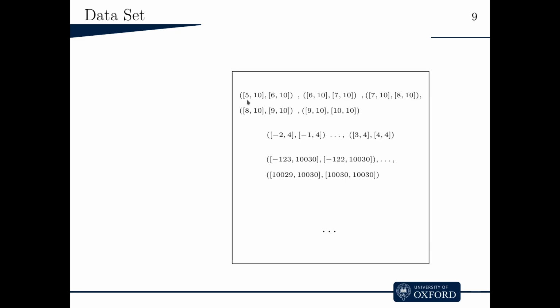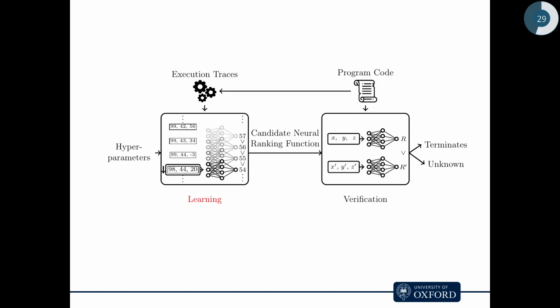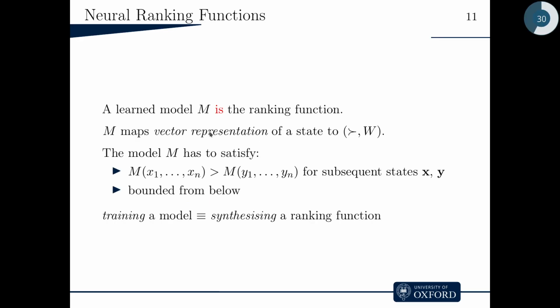data. Once this dataset is obtained, we can move on into the learning phase, where we posit that the learned model is in fact our ranking function. And this means that a model M maps the vector representation of a state to a well-founded set.